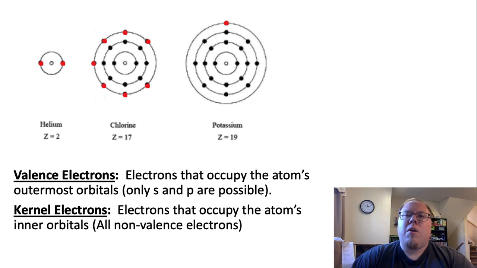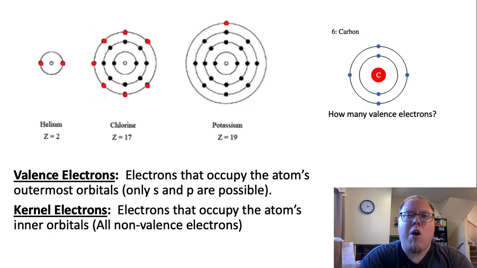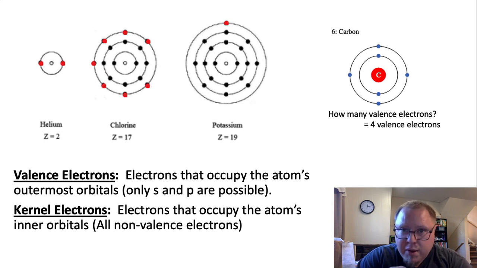So, question for you. Carbon, which has 6 electrons total. How many of these electrons are valence electrons? If you said 4 electrons, you were right. There's only 4 in the second orbit, because this has 2 orbits, so the first 2 are kernel in that first orbit, and then in the second orbit we have 4 there, so 4 valence electrons.